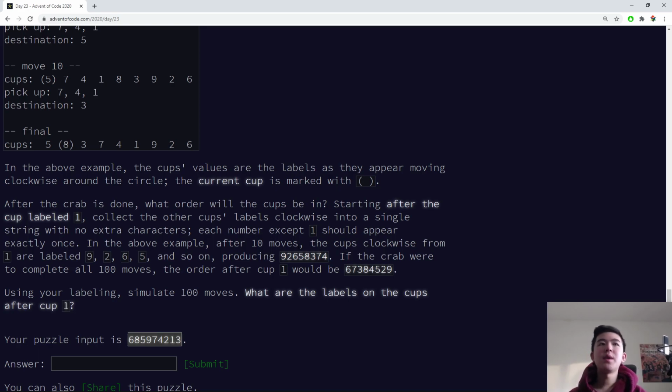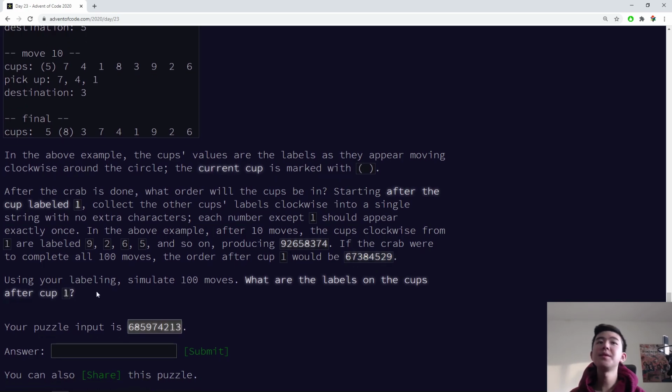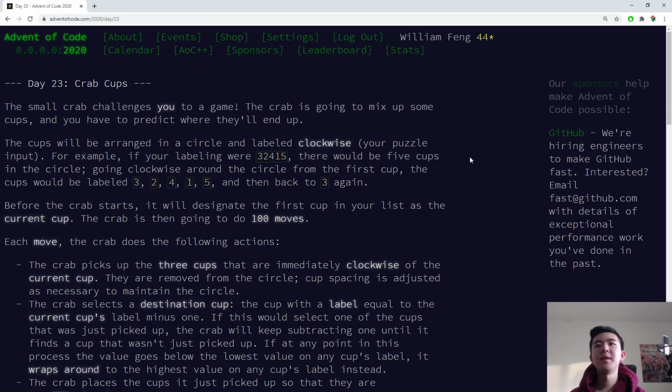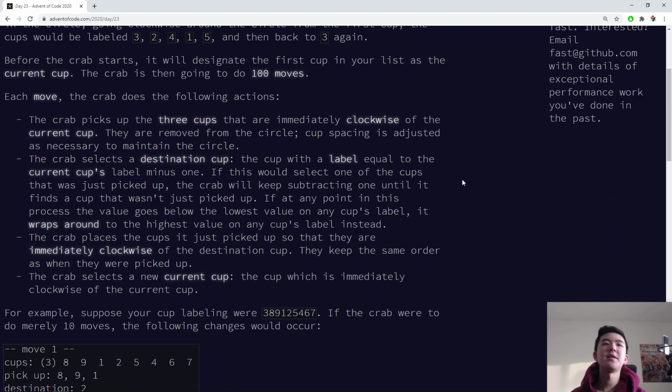If the crab were to complete all 100 moves, the cup order after cup 1 would be 6, 7, 3, 8, 4, 5, 2, 9. Using your labeling, simulate 100 moves. What are the labels on the cups after cup 1? Okay, so this seems pretty simple, just a standard simulation problem. So I'm going to solve it and then explain it.